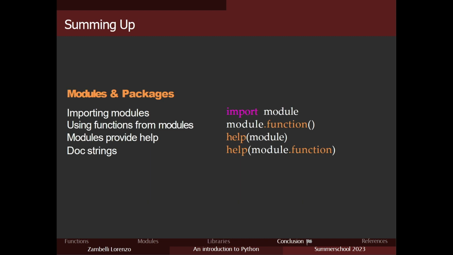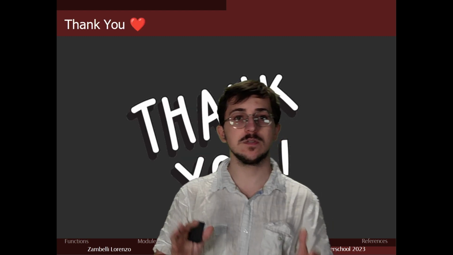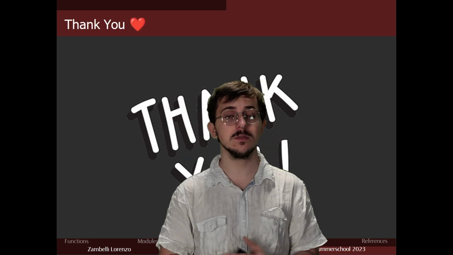As a summing up, we have importing modules using import module. Then if we want to use a function from that module, we need to write module dot the function, with the short version name of the module if we have defined it. And then we have help and the help function, which is a way to enter the description of the function or the modules.